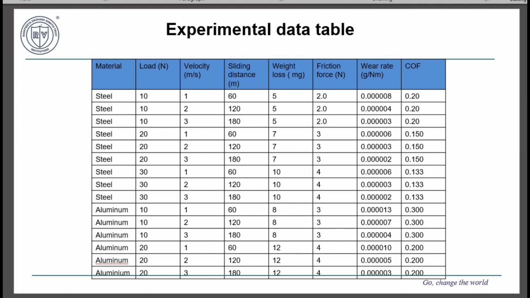This is the experimental data which has been conducted by varying every factor, and 27 experiments have been conducted and the data is recorded here. For every material there are 9 experiments conducted by varying each and every factor.